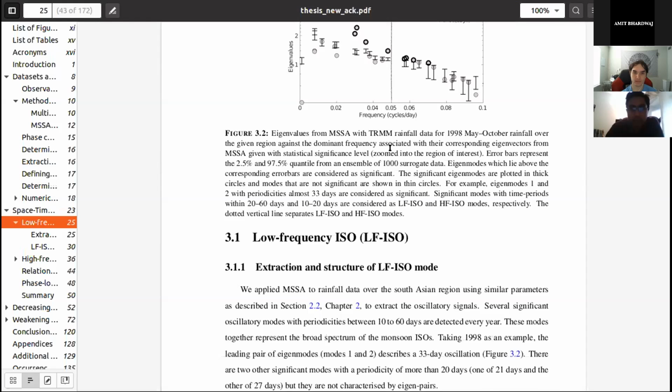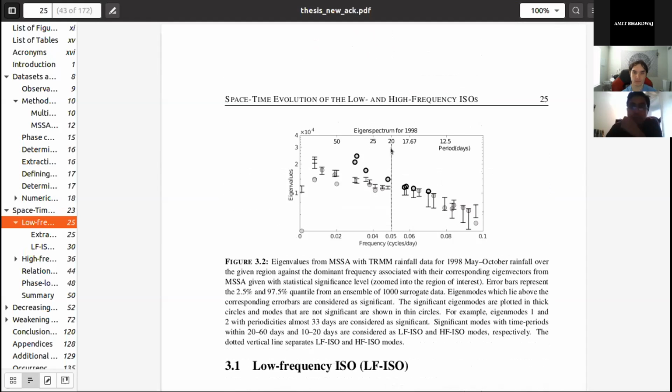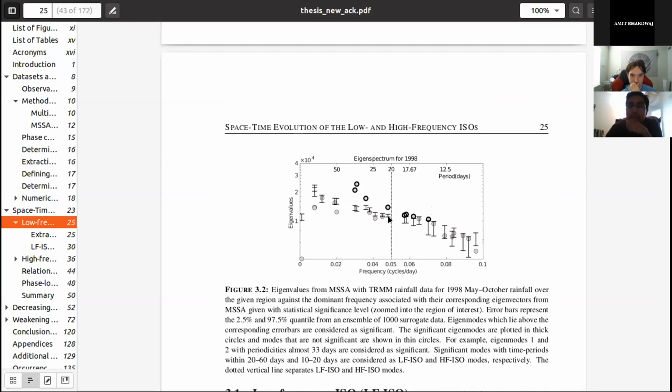But there are other significant values also, right? You mentioned those are not falling in between the bars. Yes, these are also significant, but they are very small. They have very small eigenvalues, so whether you take them or not, they don't make any difference. They're almost 3 to 4 times less than these values.